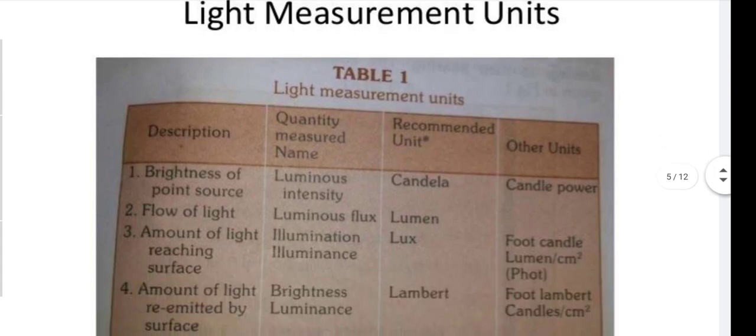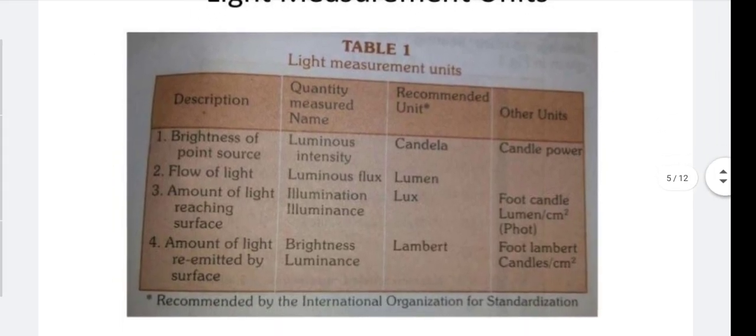There are certain light measurement units. You may be knowing this from physics. You have studied, I guess. Brightness of a point source is identified by the unit candela. The quantity measured in it is luminous intensity, and another unit that can be used is candle power. And there are flow of light, amount of light reaching the surface, and amount of light re-emitted by the surface, that means the reflected light. For these there is a unit: lumen for flow of light, lux for amount of light reaching the surface, and lambert for amount of light re-emitted by the surface.